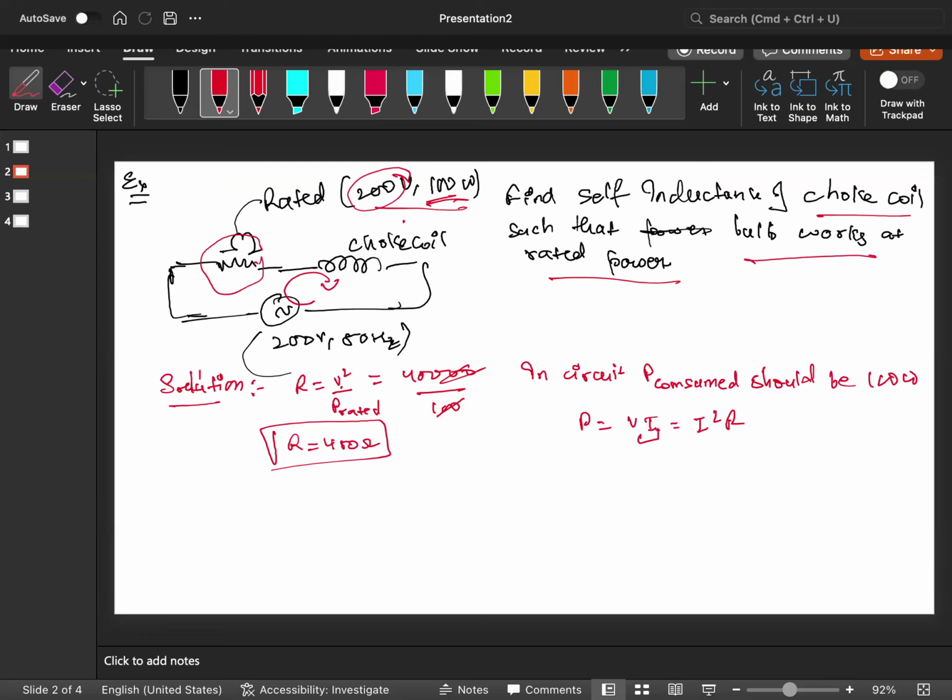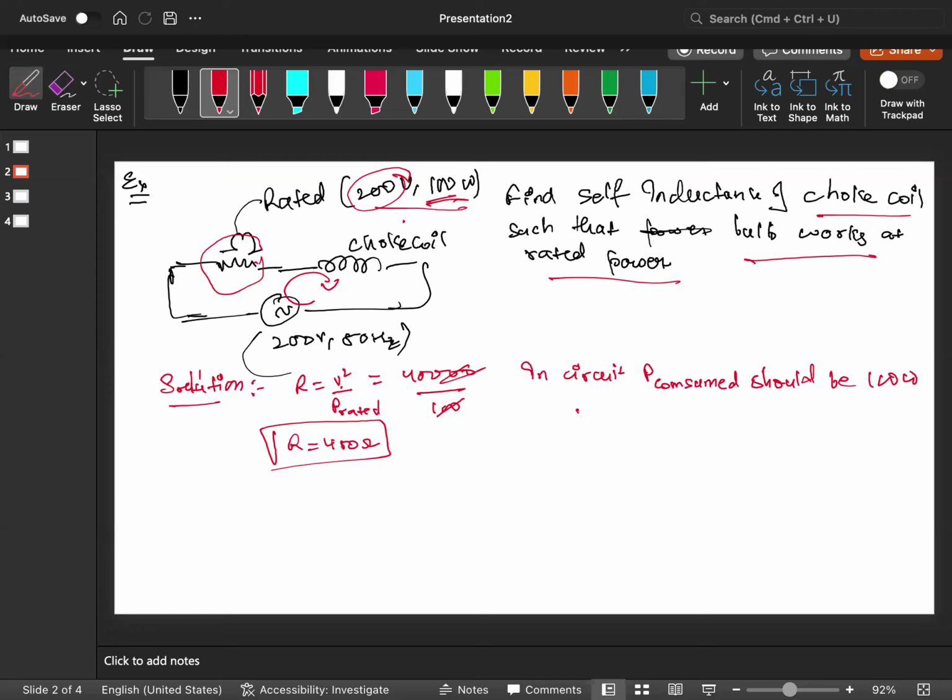Power is equal to VI, also that is equal to I square R. So if I have to calculate, I look at what data I have. I have this, I just don't have this. So I can actually use this formula. I'll be using P is equal to I square R.